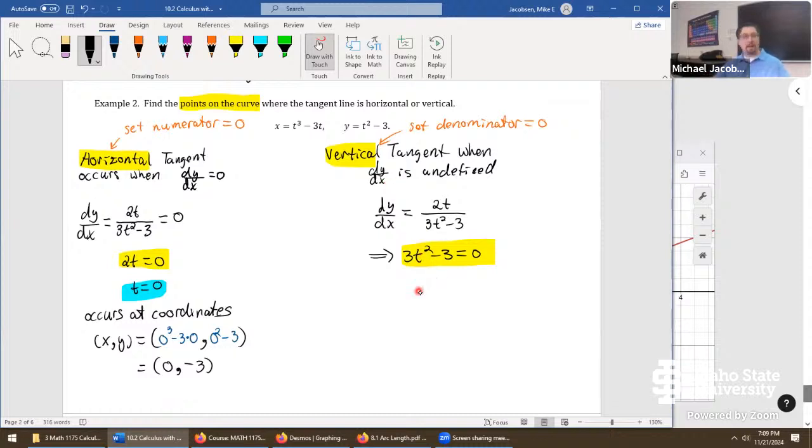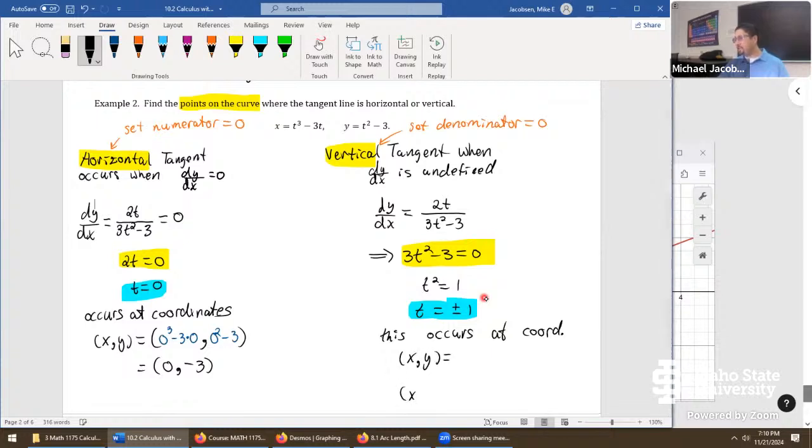And solving this, really rapid, just add 3, divide by 3. t squared is 1. Taking the square roots gives us 2 possibilities, plus or minus the square root of 1, so just plus and minus 1. But like before, these are parameter values. We want the actual points on the curve. And so now the moment you find the parameter, don't celebrate too early. We now say this occurs at coordinates (x, y) equals, and another (x, y) equals.